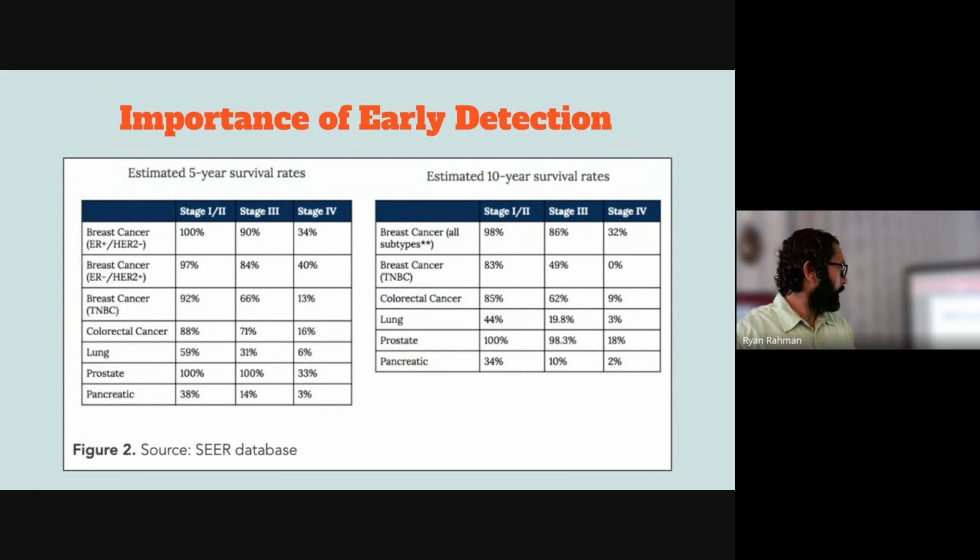Okay, so at stage 1, you can see that survival rates are quite high, and then as you get to later stages, you can see how dramatically that drops off. So for breast cancer, we're looking at 100% sometimes, all the way down to 30. Colon cancer, we're looking at the 80s and high 80s, basically, all the way down to single digits at the 10-year survival rate, stage 1 versus 4.